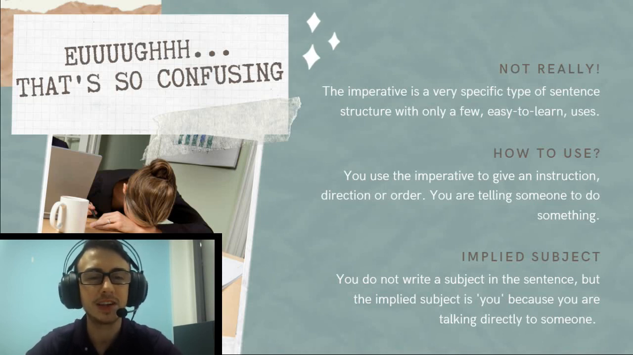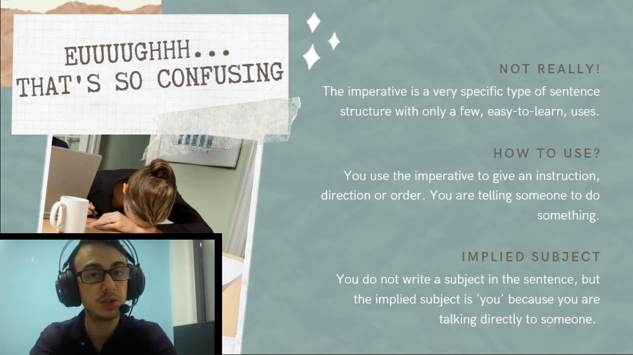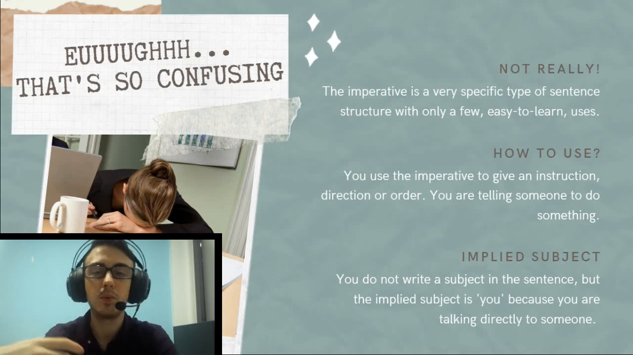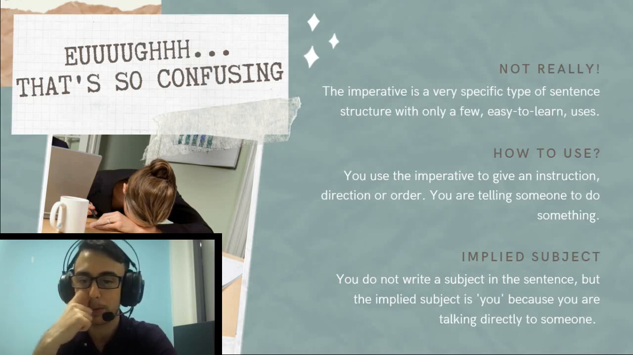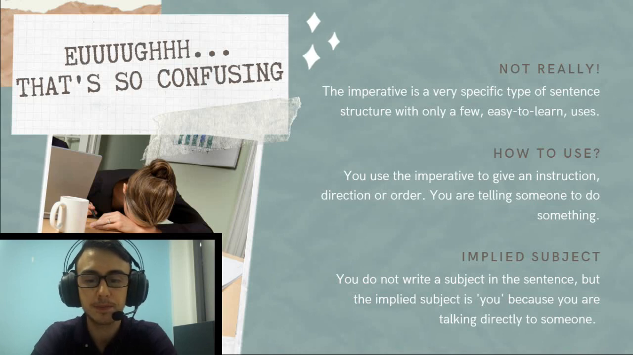The imperative is something we use. It's a sentence structure we use when we are telling someone to do something. So we might be giving an instruction. We might be giving directions or some advice, okay? But the main point is that the imperative is used when we want to tell someone to do something.